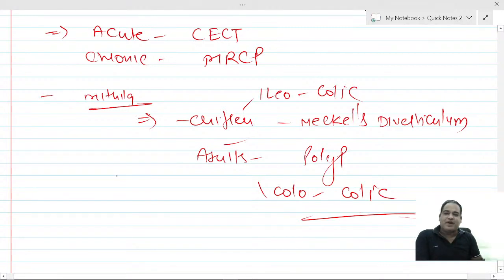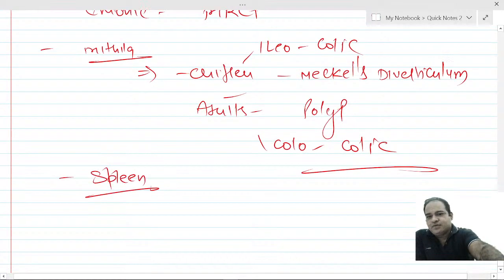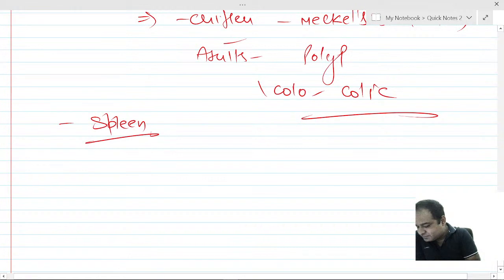Most common, Dr. Paramjeet, it is spleen. Most common is spleen. No, it is spleen.